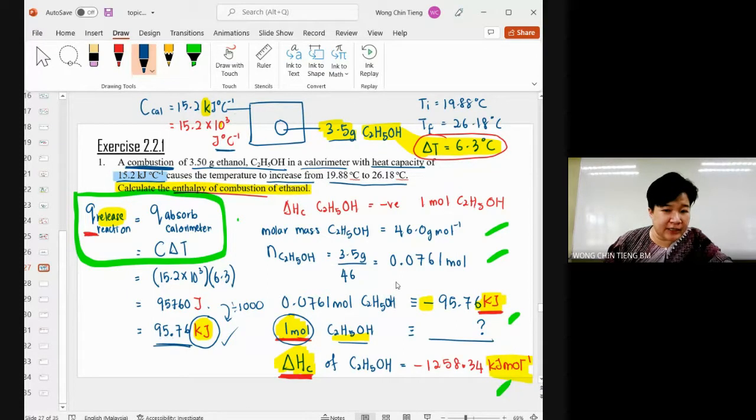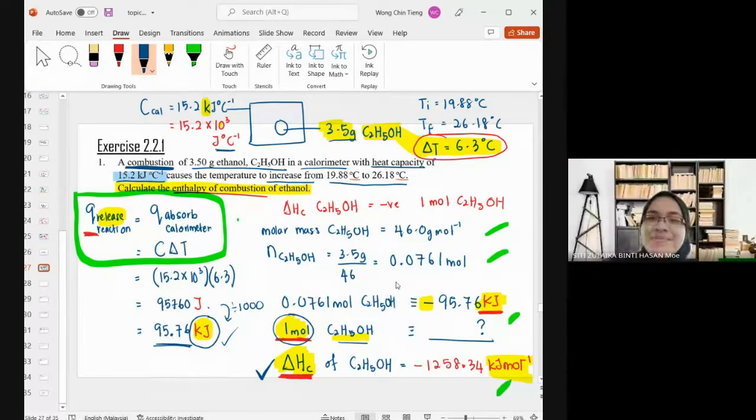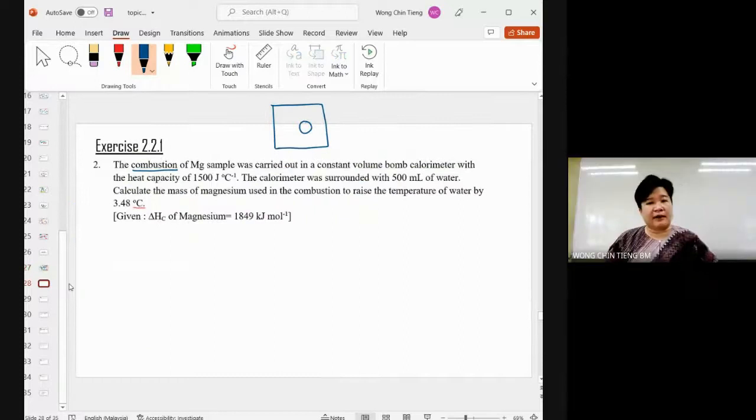Apa-apa yang kamu kira untuk enthalpies, dia mesti adalah per mole. Alright. Thank you, madam. Back to our question 2.